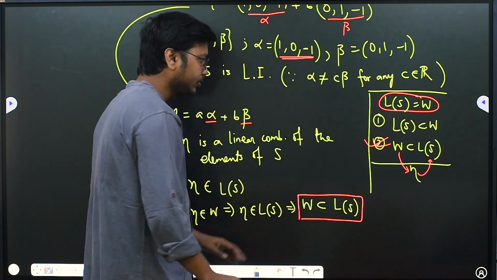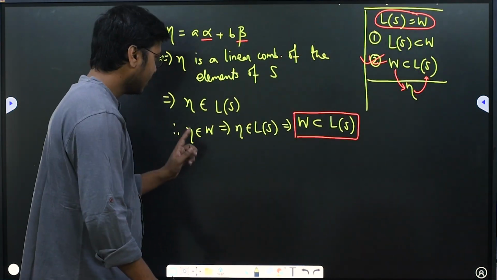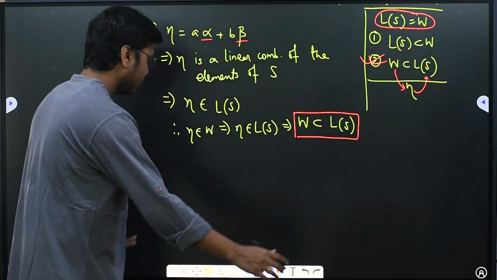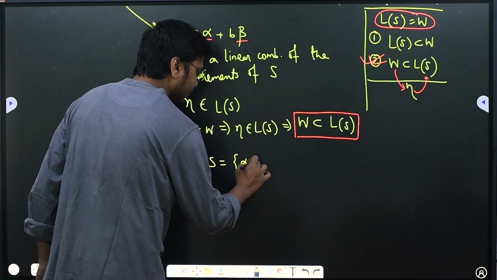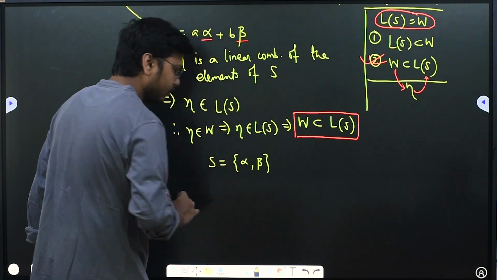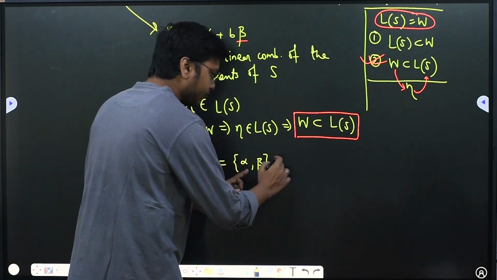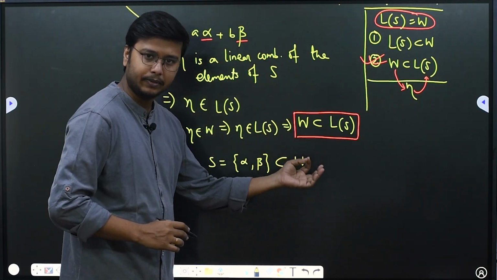Now I want to show the opposite thing is also happening, that L of S is a subset of W. Now I will try to show that L of S is a subset of W. Okay, now S contains the elements alpha and beta. So if I take L of S, obviously we know that this is a subset of W because alpha and beta both belong to W.